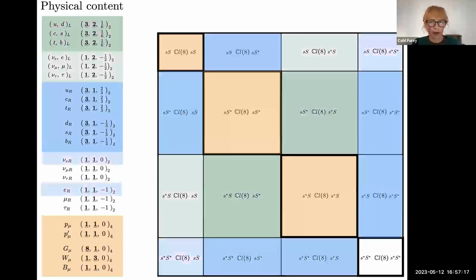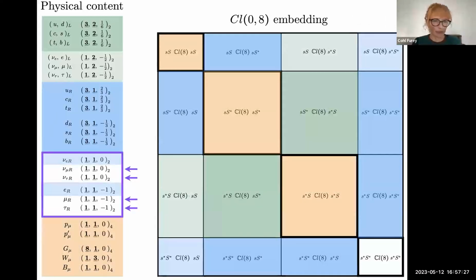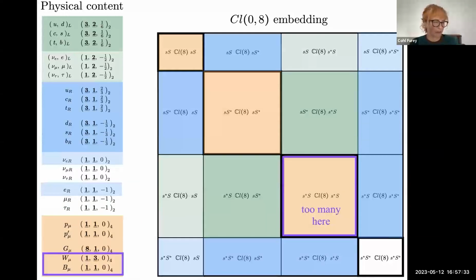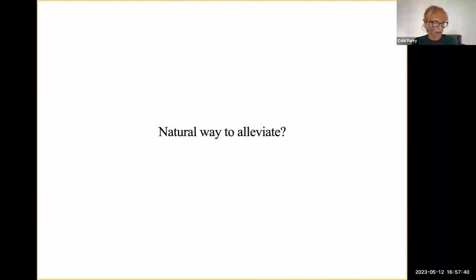If we look at the off-diagonal blocks, this is where the fermionic degrees of freedom are found. Now we're still missing two generations of right-handed leptons. Yet on the other hand, we seem to have too many elements transforming as do electroweak bosons. So could there be a natural way to alleviate this tension?